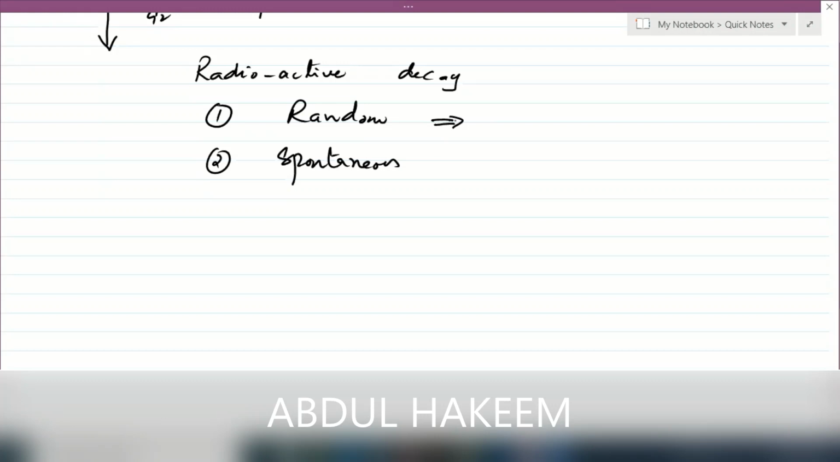And spontaneous behavior means the rate of emission of the radiation, the decay rate or the activity, does not depend on any surrounding physical condition. A change in temperature or change in pressure has no effect on the rate of decay. So this property is called spontaneous.